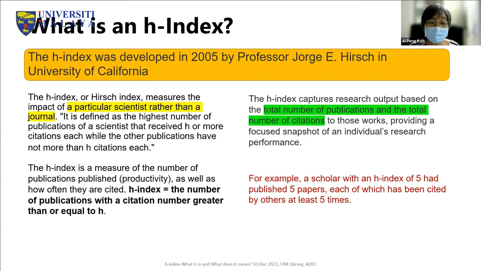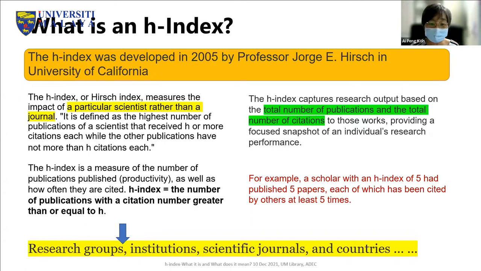Initially, the H-Index was introduced for a journal. No, it's not for a journal, it's particularly for scientists. But later on, it has been extended to research groups, institutions, scientific journals, and countries. In fact, everything. If you have a group of papers, you can always calculate the H-Index of this group of papers. So do you have some brief idea what the H-Index is now? I hope not, because we have more slides to talk about the H-Index.